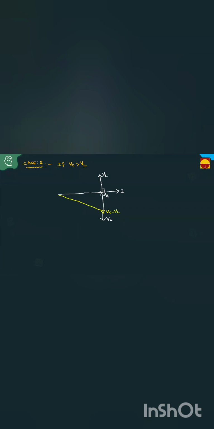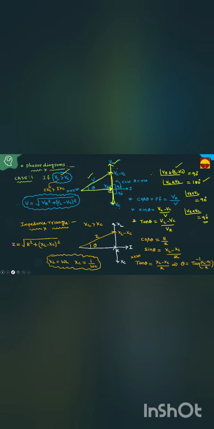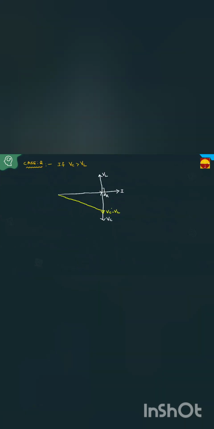See how the vector is changing. This one shows VL greater than VC, so it is VL minus VC. Then it is like this. But this is like this. Then this angle is theta. Clear? VC minus VL. Now this is the V phasor. Then angles, you know how to calculate angles. All of you know this one.